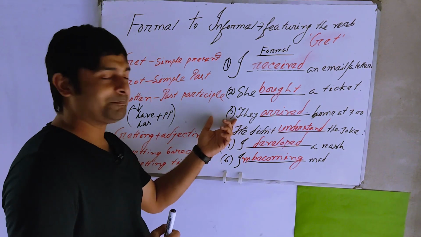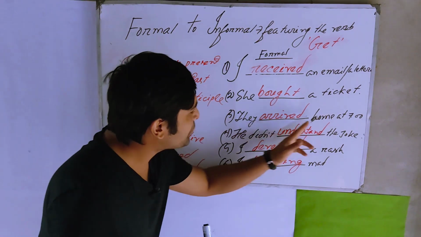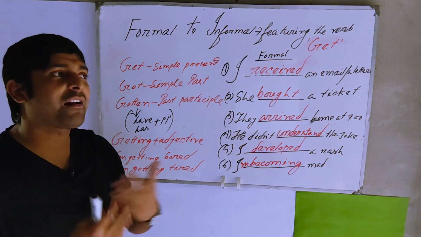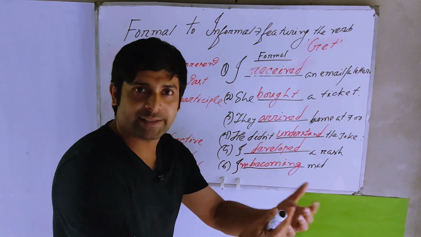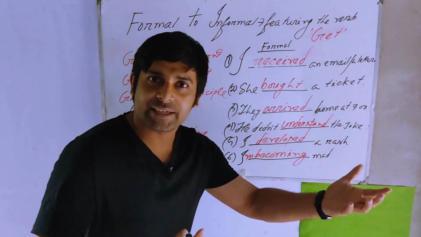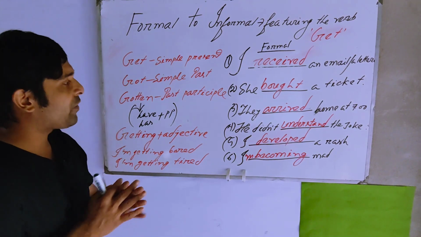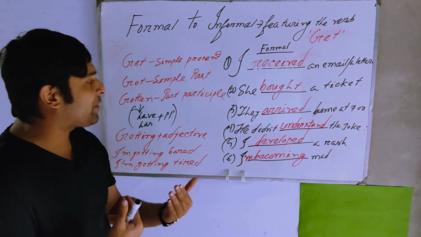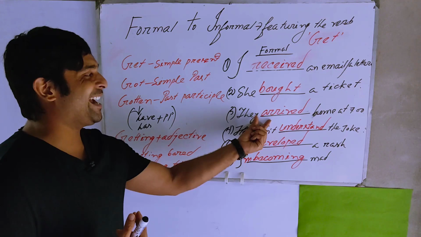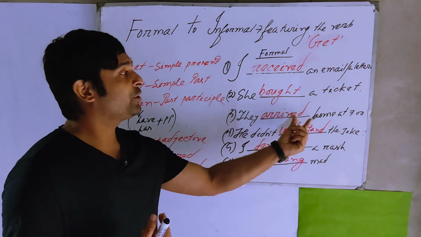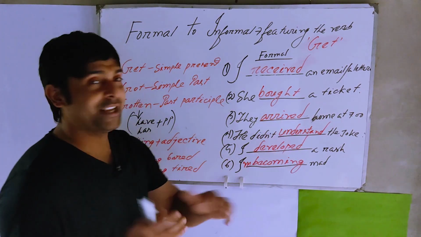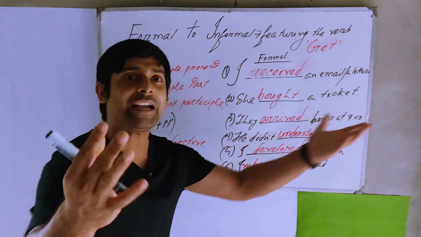And the third one: they arrived home at 7 a.m. I arrived home at 7 a.m. or we arrived home at 7 a.m. That's not a problem. But the real thing is that whenever native speakers apply this sentence, they say they got home. Yes, you're right. They got home at 7 a.m.